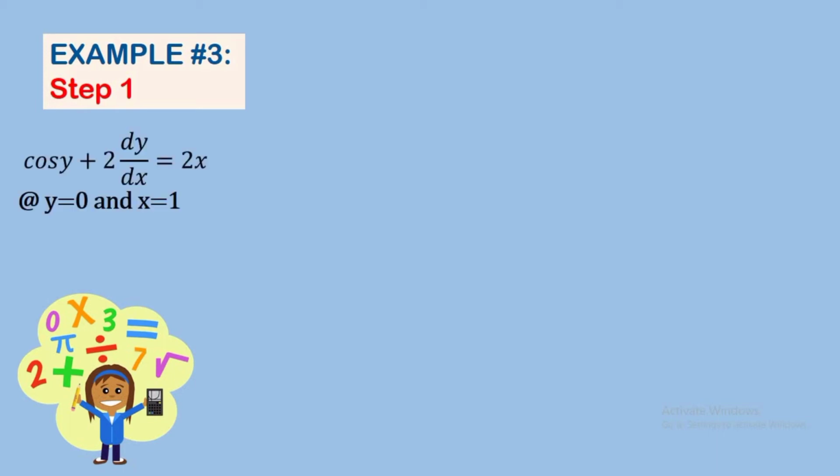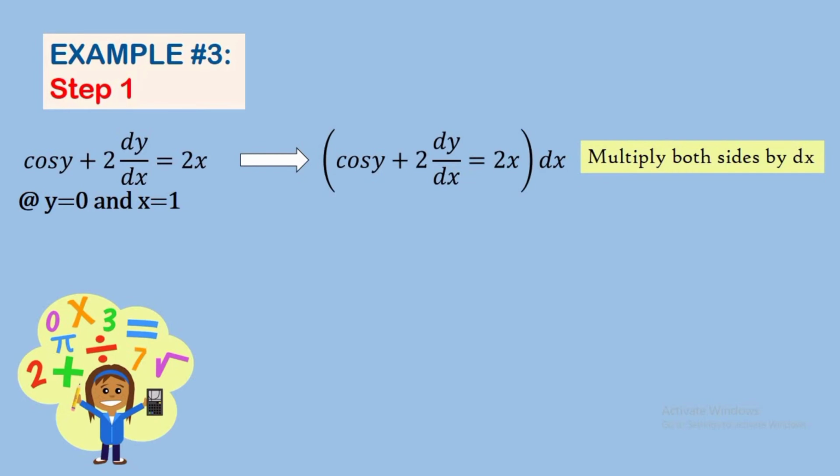And then, we have now move on to example 3. So, we have cosine y plus 2 dy over dx is equal to 2x. At may condition siya na y is equal to 0 and x is equal to 1. Meaning, kailangan natin kunin yung particular solution niya ng ating differential equation. So, we need to separate the variables, multiply both sides by dx. So, we have now, kasi yung mga y nasa kabilang side na siya lahat, yung dx na lang yung i-move natin. And we have now cosine y plus 2 dy is equal to 2x dx.